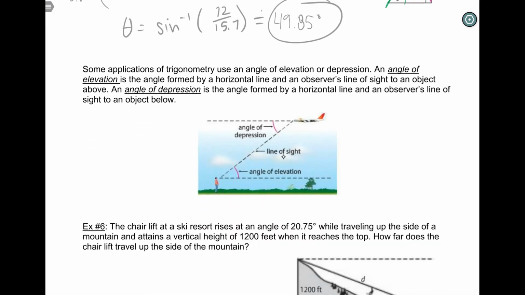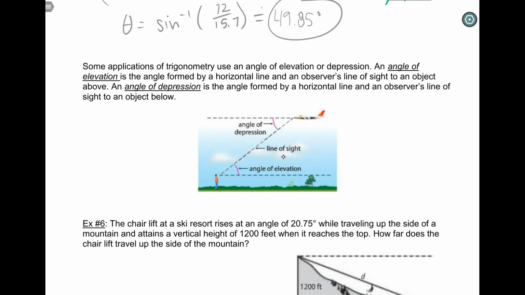So some applications of trig use an angle of elevation or depression. If you're in physics, this is literally the second unit, 2D motion. Don't worry if you haven't gone there yet. Of course, depression is like when you're feeling down. So this is the angle from horizontal going down. And then there's the angle of elevation. If you elevate something, you're getting higher. So this is the angle that goes up.